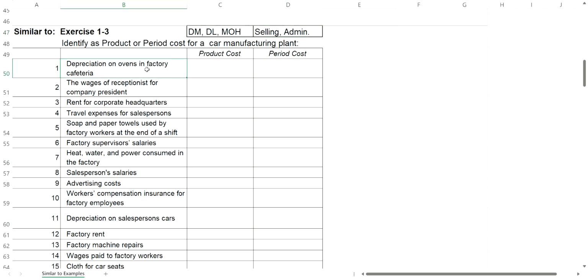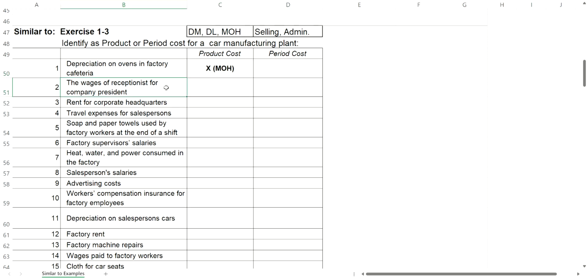Depreciation on the ovens in the factory cafeteria. Since that is related to our factory, that would be a manufacturing overhead cost, which is a product cost. So I will put an X in the product cost column, but I will also note that it is manufacturing overhead just for our reference.